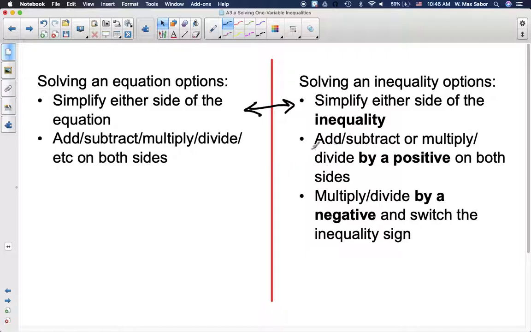And we can add, subtract, or multiply, divide by a positive on both sides, which is almost the same as this. But what's different is when we multiply or divide by a negative. It needs to be both of those things. We will switch the inequality sign. Why would we do that?